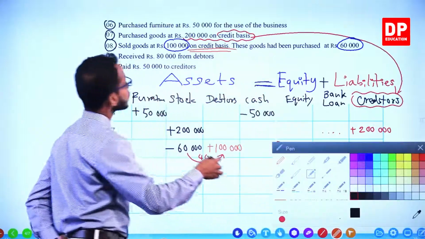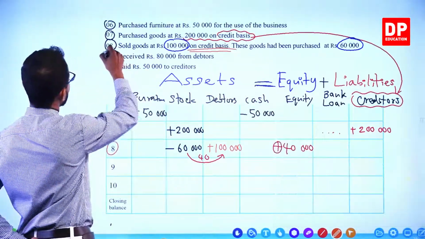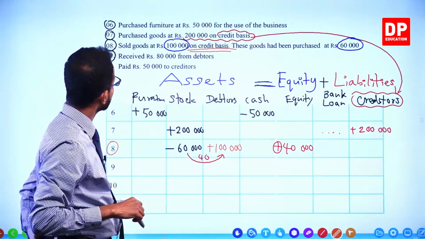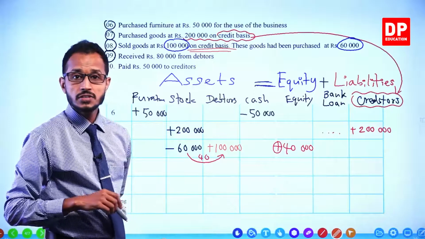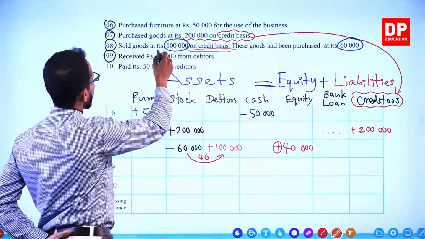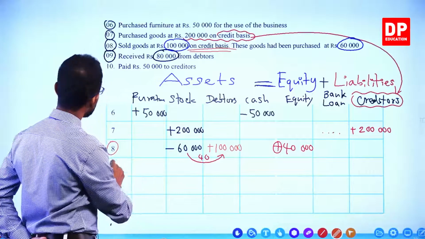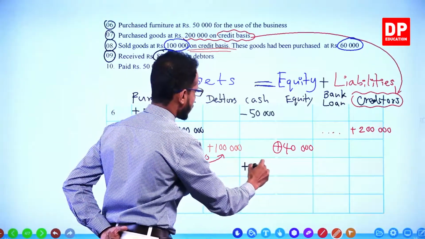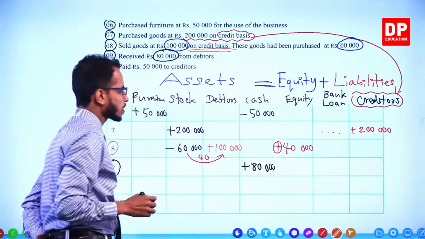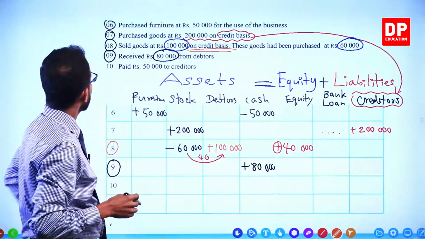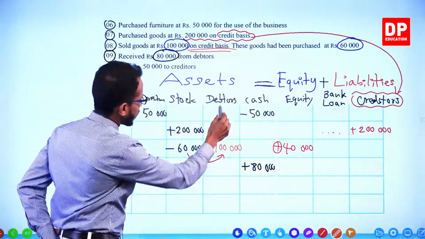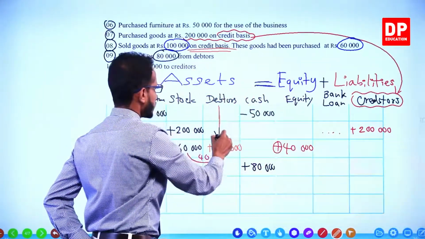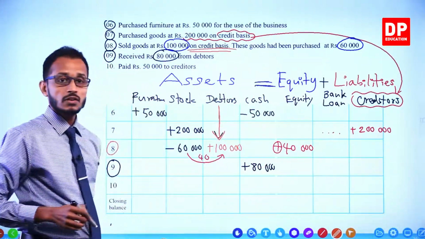Last transaction. 9th transaction. Received rupees 80,000 from debtors. Received means cash increase. 80,000 cash increase, yeah. From debtors. These are the debtors. Here you go. So these debtors have paid us finally.